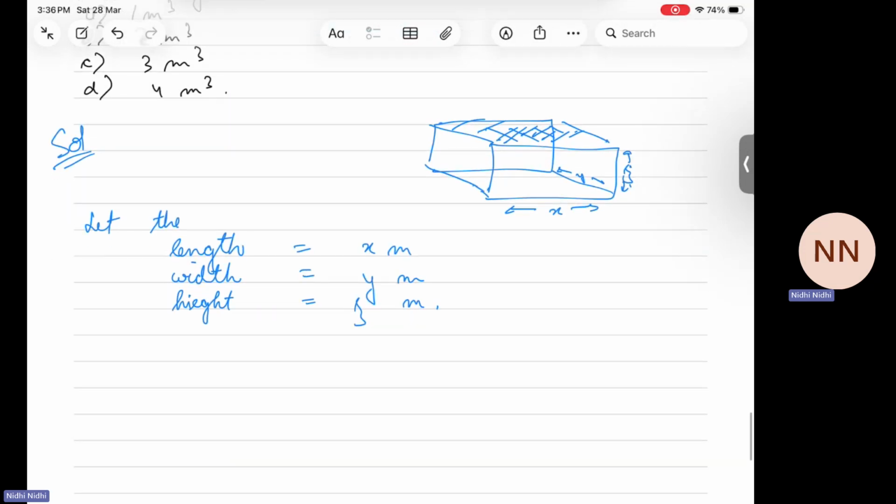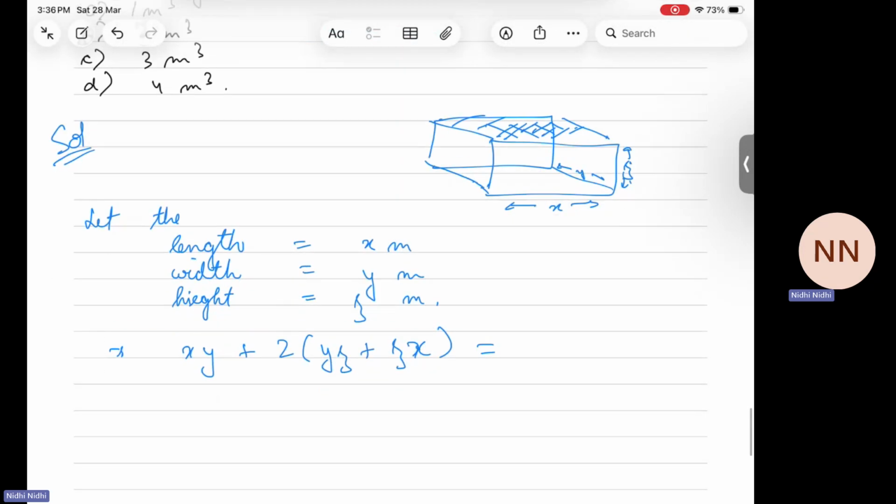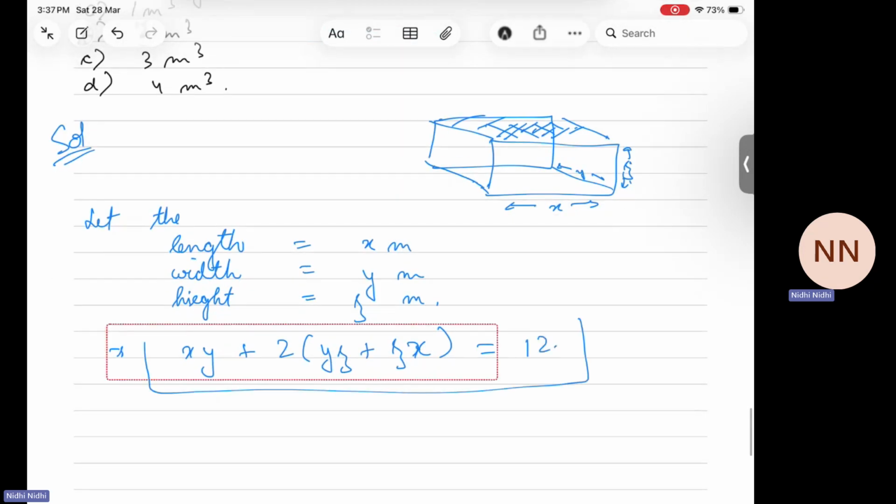That means, see, xy is just 1 time, so the surface area will be xy plus 2 times yz plus zx. This is given to be equal to 12. So we call it the constraint. We need to maximize the volume.